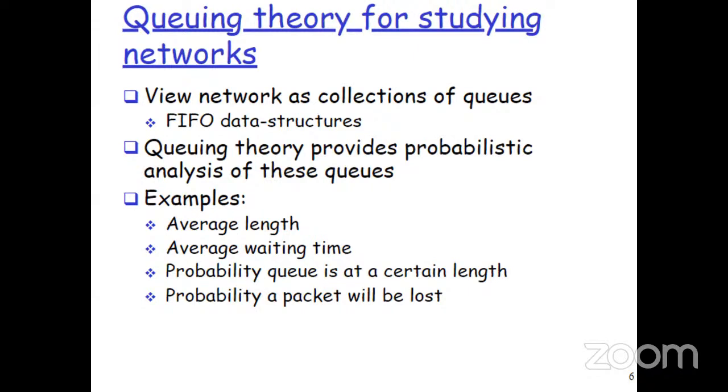So queuing theory provides probabilistic analysis of these queues. For example, average length, average waiting time, probability the queue is at a certain length, and probability a packet will be lost. So those are the places where queuing theory is applied and studied, and the solutions for their queues are found.